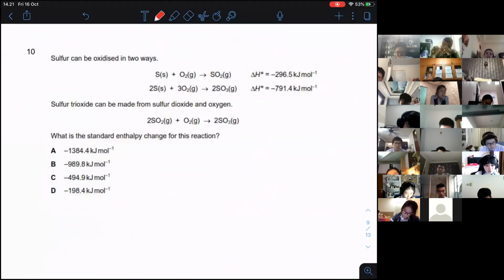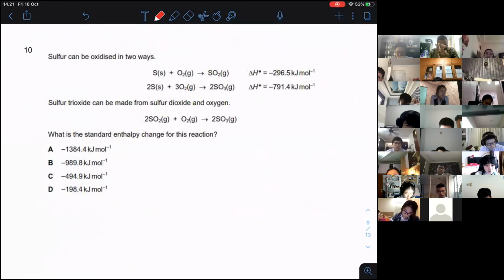Okay, Megan, what method do we use? Rearranging the equation. Very good. So you see here, this is the one that I just put in the box over there. That is what I want to achieve. These are the clues. Using the clues, this is going to be SO2 on my left hand side. I need to flip, and then I need to times everything by 2.